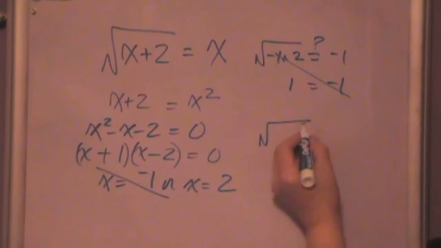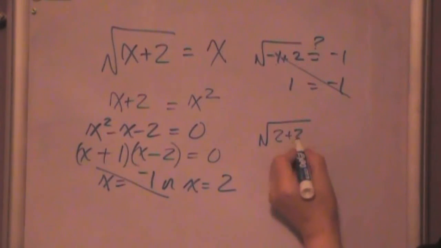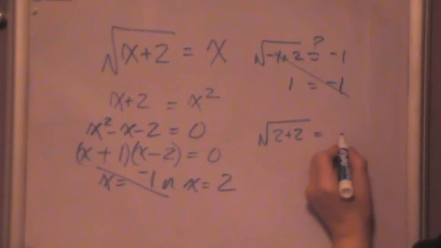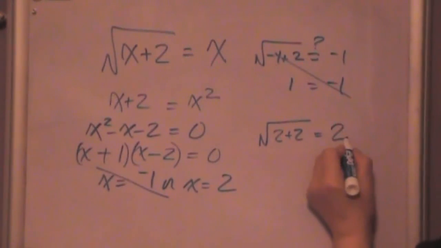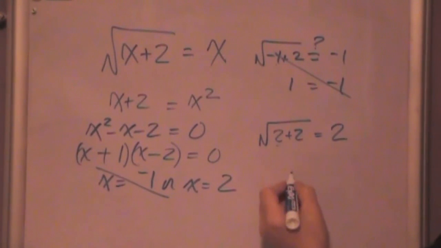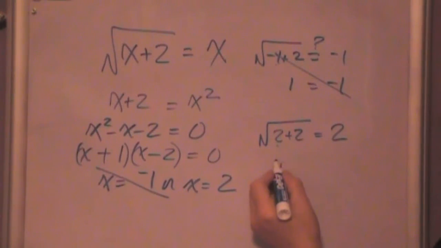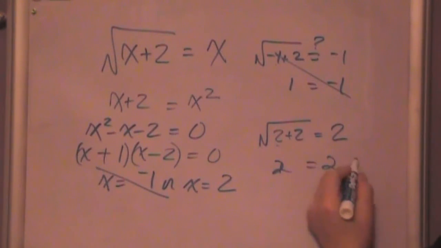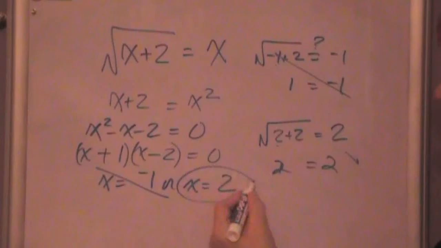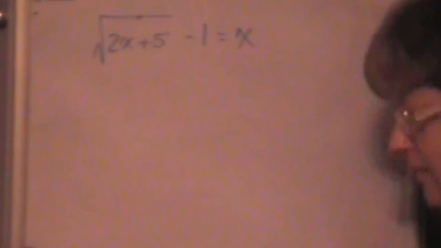So I put the square root of 2 plus 2 equals 2. And I get 4 here. And yes, the square root of 4 is 2. And this one checks out. So this is the answer to that problem.